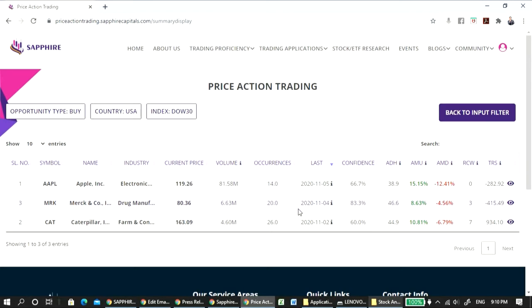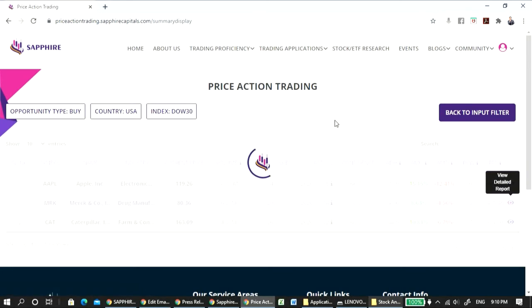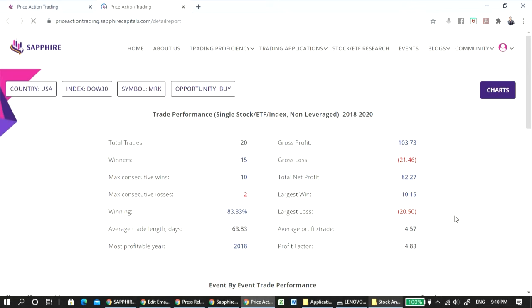Now, with that in mind, you're going to look at the detailed report. So let's click the detailed report by clicking the eye here. Once you click the eye, it provides the detailed report, and as you can expect, the detailed report will have 2 different tables like any other applications that you have seen so far. It shows you country, index, stock, and we are looking for the buy opportunity.